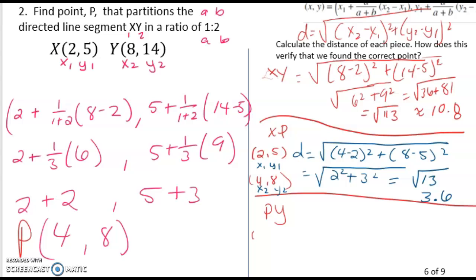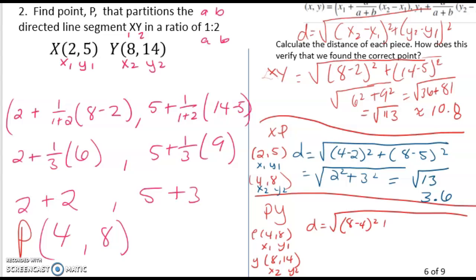Okay, 3.6. All right, and then I'm going to do the same thing for p, y. So p again is 4, 8. y is 8, 14. Plugging it into the distance formula, the distance is the square root of (x2 minus x1) squared, so 8 minus 4 squared, plus 14 minus 8 squared, which equals the square root of 4 squared plus 6 squared, which equals the square root of 16 plus 36. 16 plus 36 is ultimately the square root of 52. The square root of 52 is 7.2.